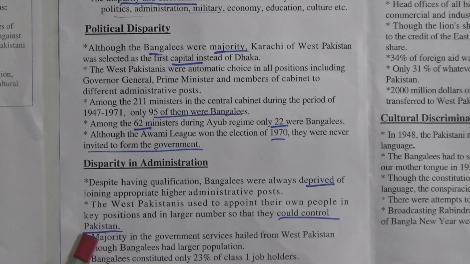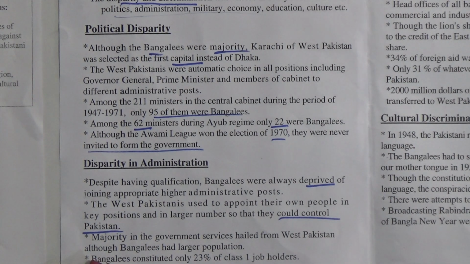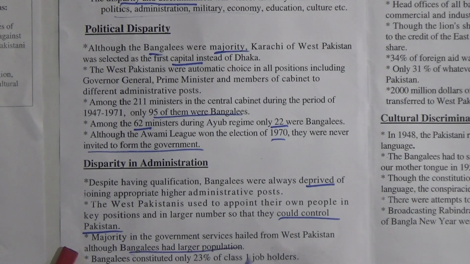Okay? So next point, the majority in the government services hailed from West Pakistan. Most of the people who joined the government services at the time were mostly from West Pakistan, although Bengalis had larger populations. So though we had larger populations, the majority in the government services were appointed from West Pakistan.